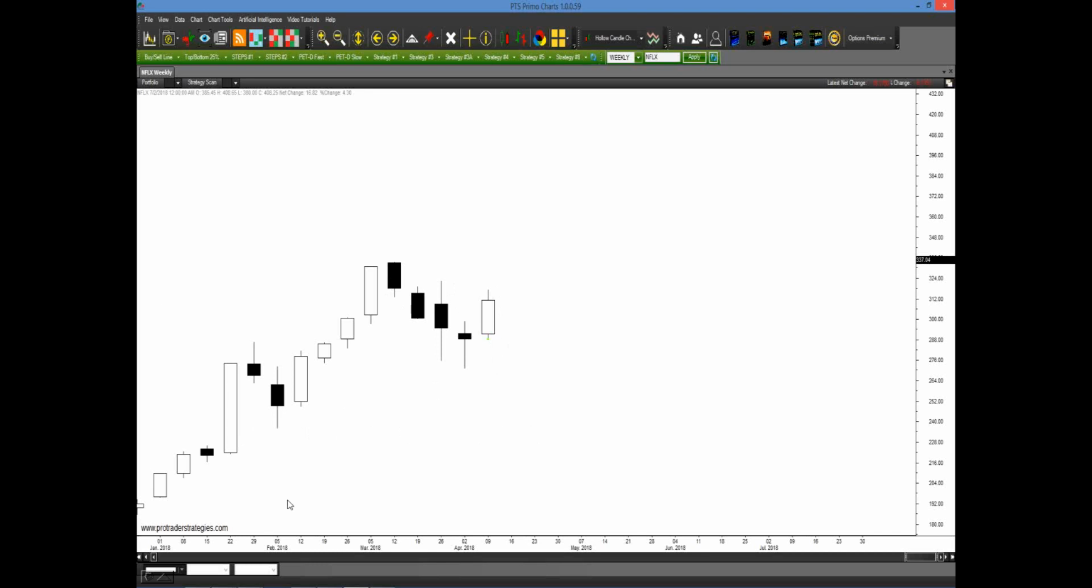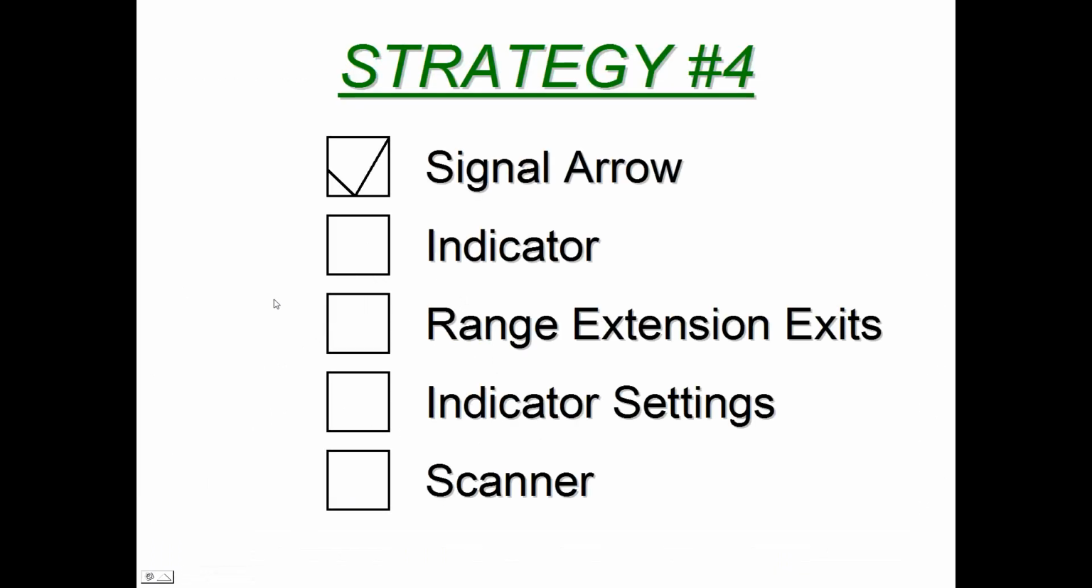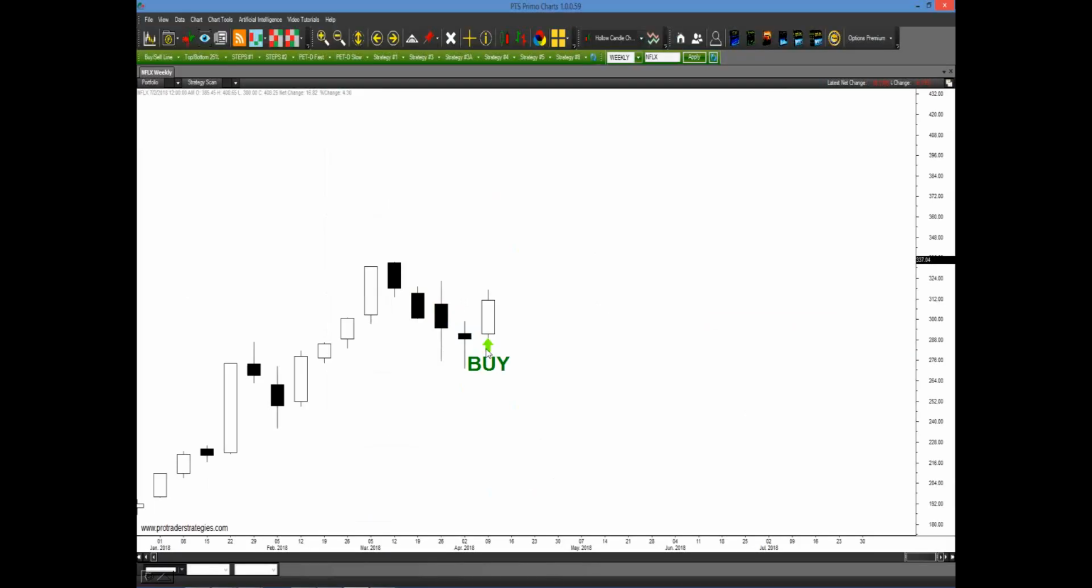We're above the 50, even though it's not plotted, we are above the 50, and we're closing in the top portion of our range. And all of the other remaining requirements of the strategy have been met. So we check our work, click on signal arrows, and yes, it is a valid buy signal. So we're learning how to properly identify this on our own.